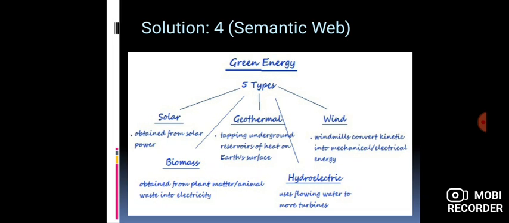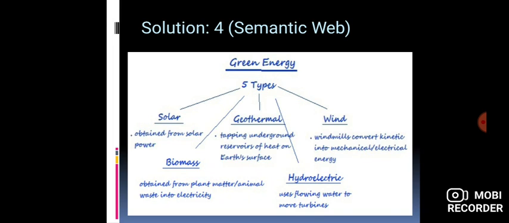In the different techniques or methods adapted to note making, I have illustrated what a semantic wave is. In the semantic wave, one core point, core information, is represented at the top of the page. Here, green energy 5 types. Green energy means the different sources of energy that are mentioned in the passage. Example number 4 is written at the top of the page.